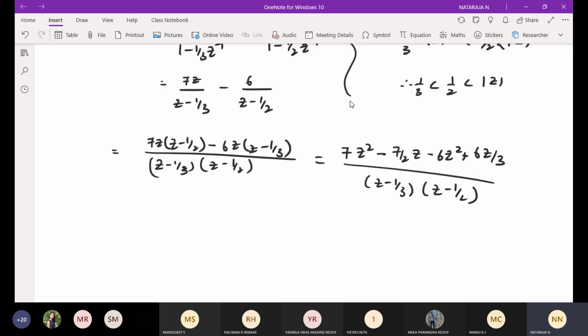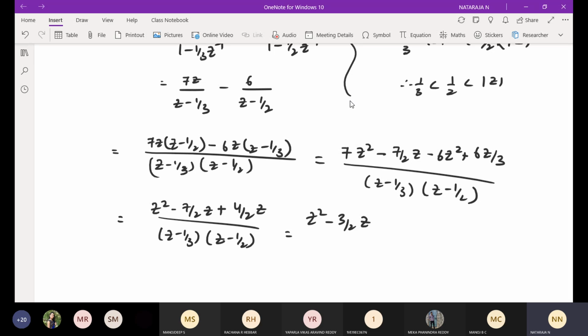Now if I solve this, again we will get z square minus 7/2 z plus 4/2 z. The denominator will be the same, (z minus 1/3) into (z minus 1/2). That is equal to z square minus 3/2 z, since minus 7/2 plus 4/2 gives minus 3/2, divided by (z minus 1/3) into (z minus 1/2).